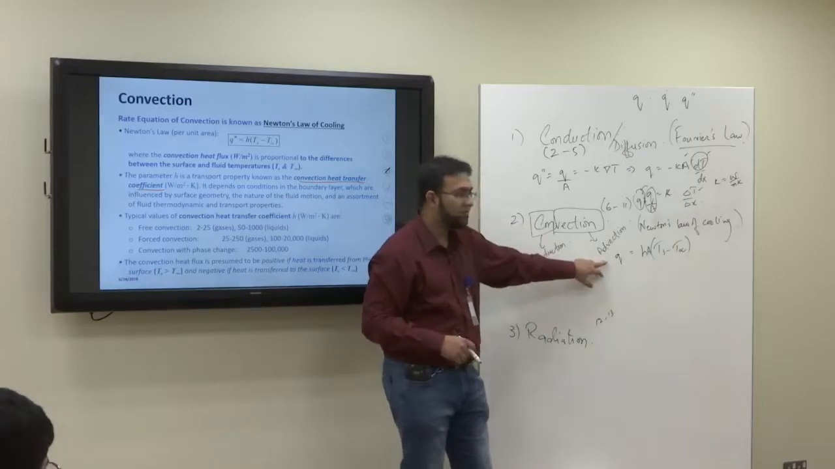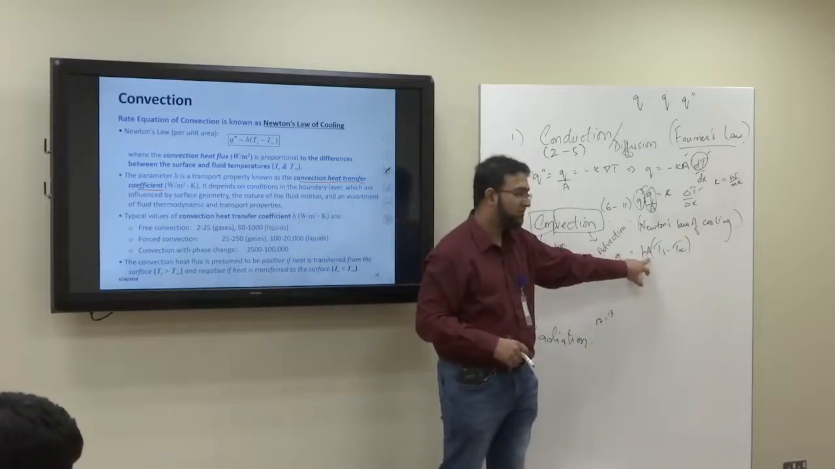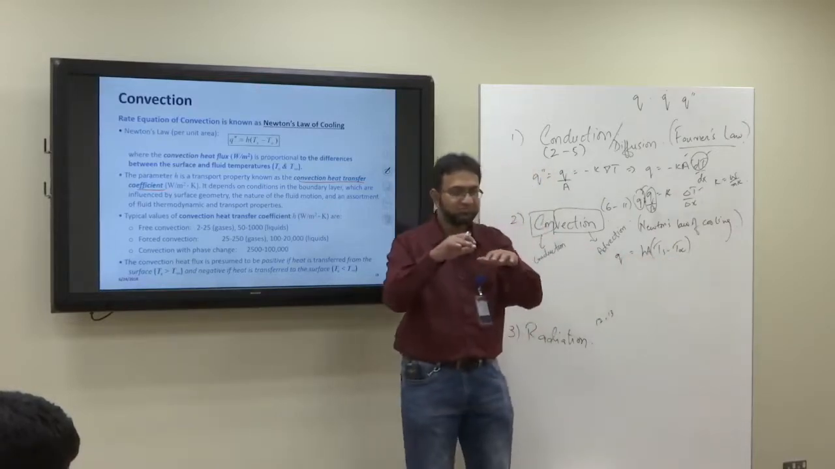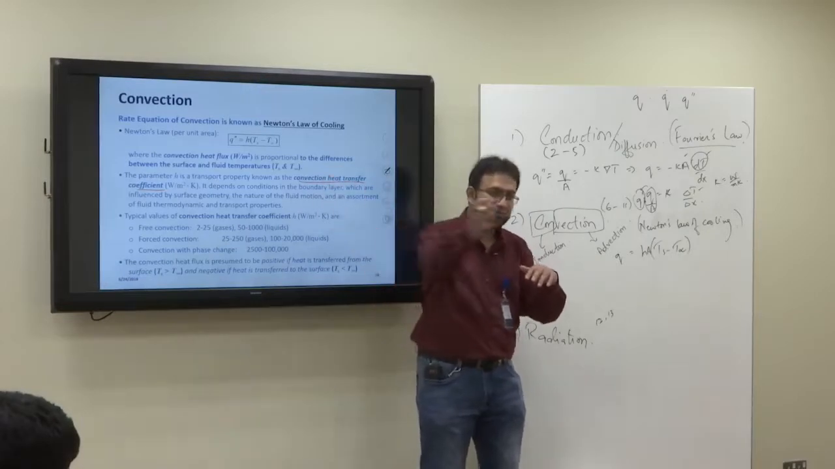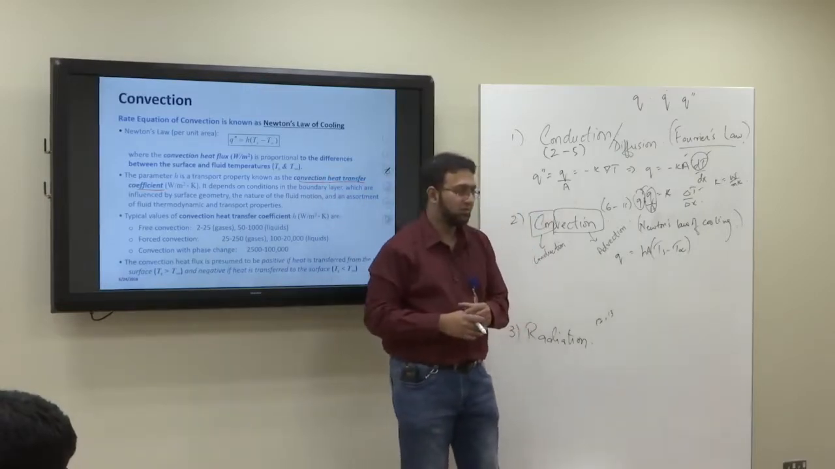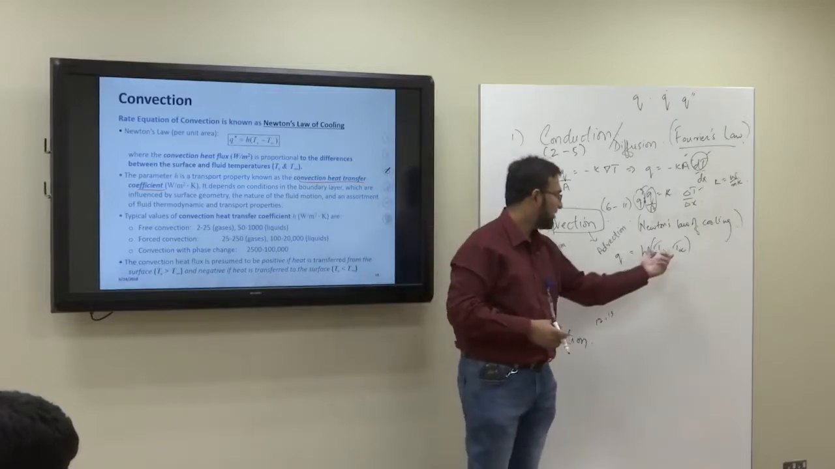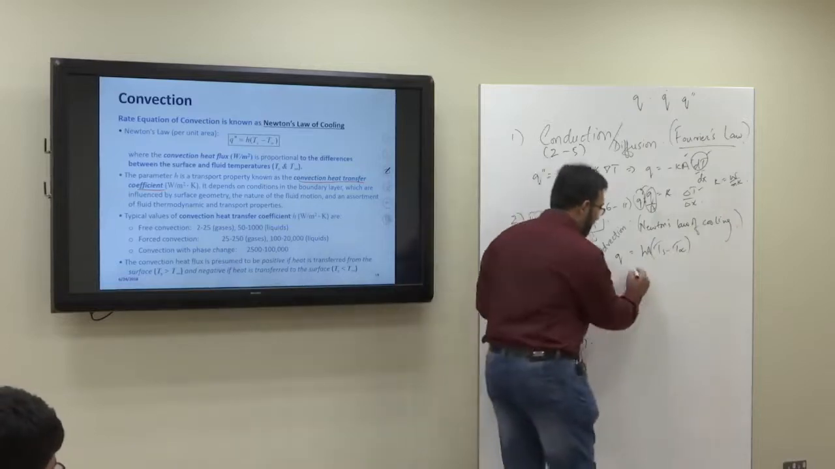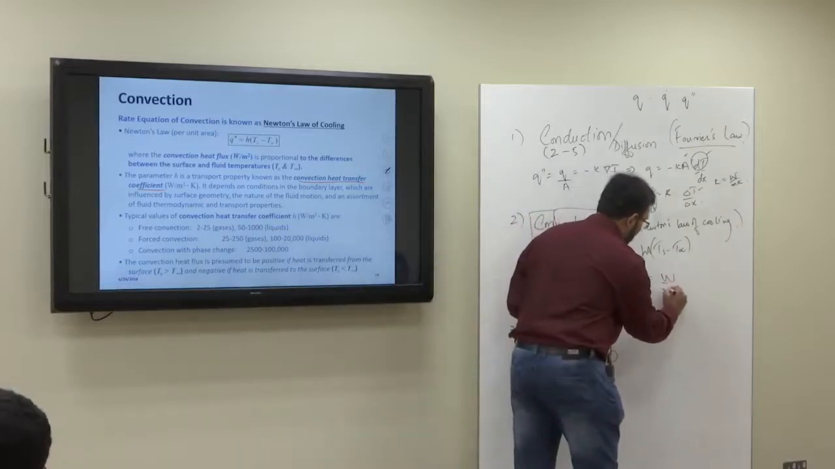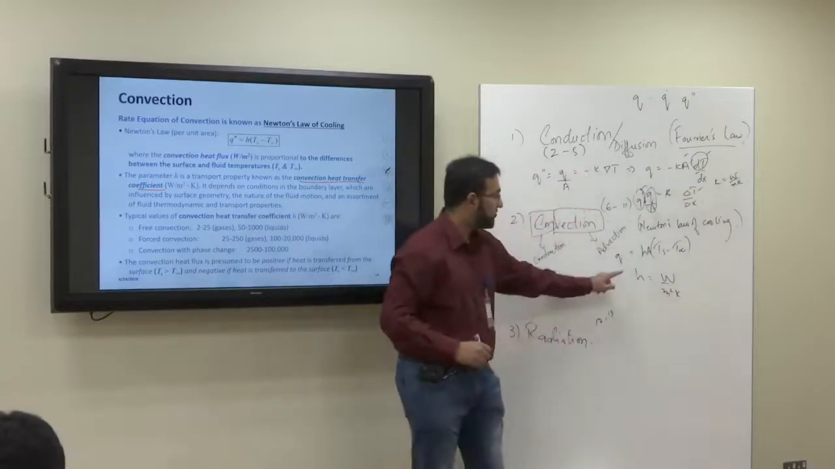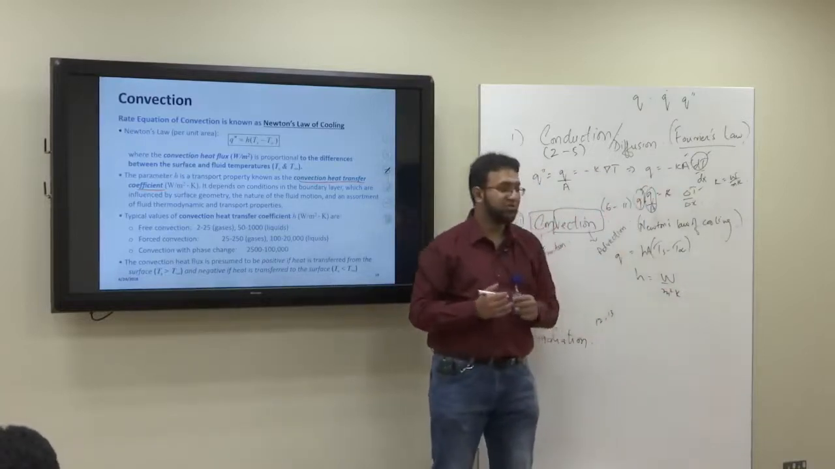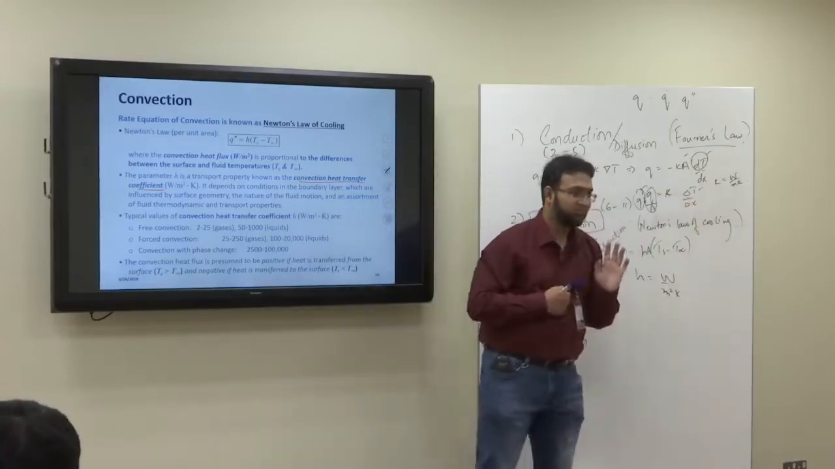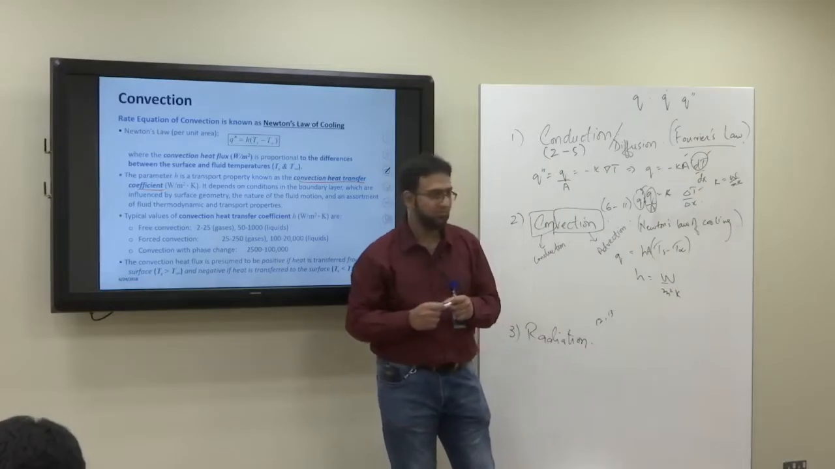So Q will be watt, A will be meter square, Ts minus T infinity. Ts will be the surface temperature and T infinity will be the fluid temperature. This is Kelvin, this is meter square, this is watt. So unit of H will be watt per meter square Kelvin. So you see there is a difference between the unit of H and the unit of K. What's the difference? Meter square. Here it was just meter, here it is meter square. Is it clear?